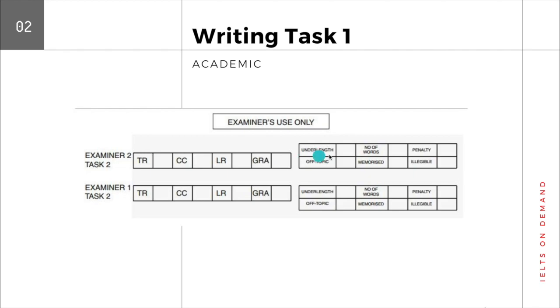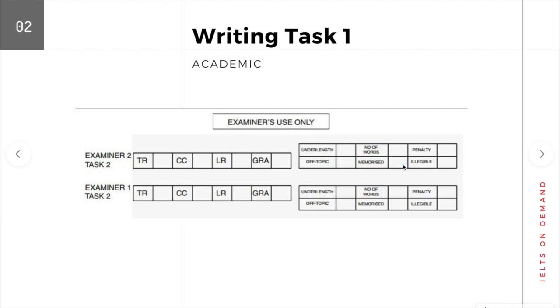Next is memorized, which means that they found out that you went on the internet or you went reading somewhere, probably a book or a resource material, where your answer is written there. Like you found an article or something and then you copied that and you memorized that so that you will answer or use that as your answer. Now, there is also a penalty for that.